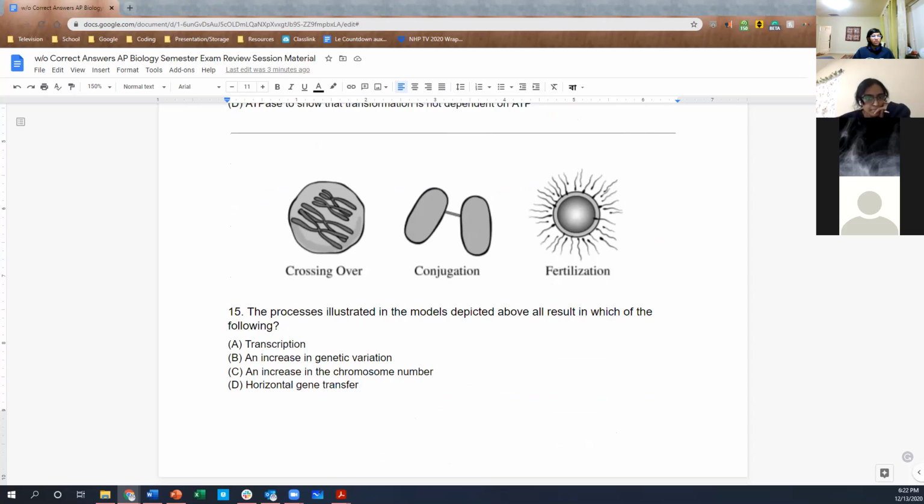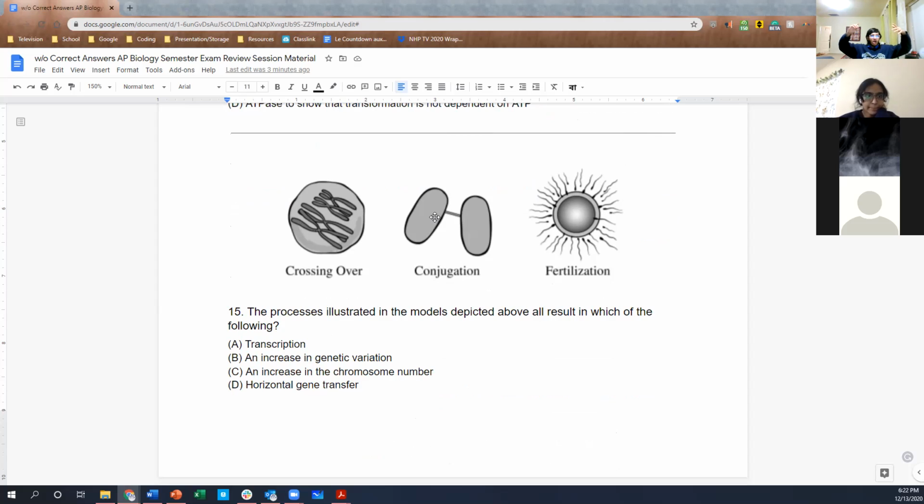The process illustrated in the models depicted above all result in which of the following? So we learned about crossing over and fertilization. We haven't learned about conjugation, but I'll just give you a preview so you can answer this question.